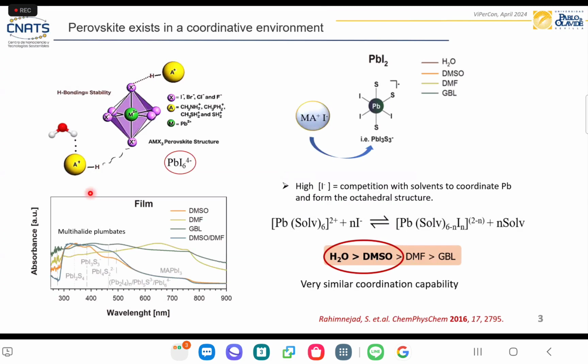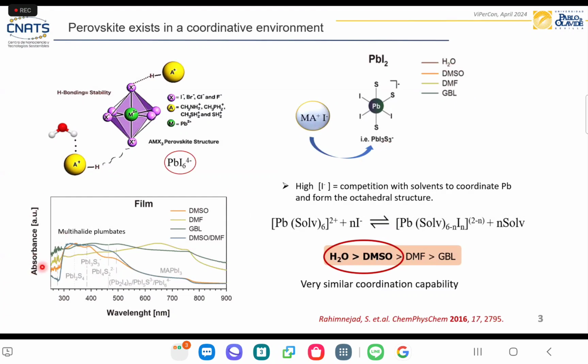So as you know, the perovskite is a coordinative environment. We need to form the PbI6 4- structure to have the octahedral morphology at the end, right? So to do that, we need to use coordinative solvents, of course, to surround the lead atom, and then provide the molecular interchange when we add the organic cation. So in this study, we analyze the coordinative capability of the most usual solvents, including water as well.